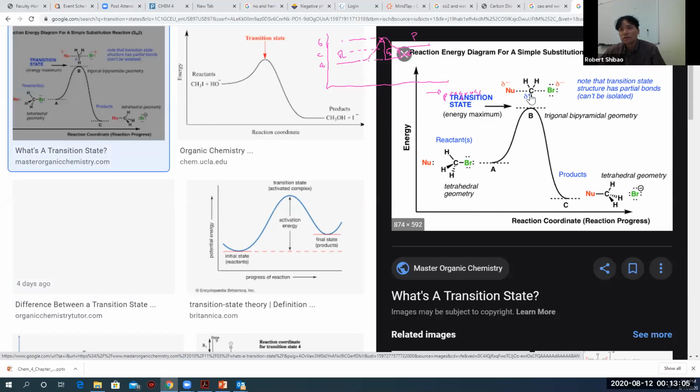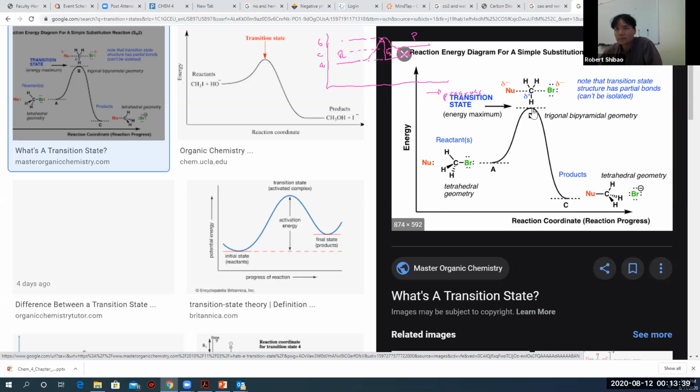So here's this transitory state where bonds are forming and bonds are breaking. In this case, the Nu-C bond is forming. Nu is called a nucleophile, and the C-Br bond is breaking. In this transitory state, where this bond is starting to form and this bond is starting to break, you can't isolate it because there are no complete bonds there. Note, the transition state structure has partial bonds and can't be isolated.